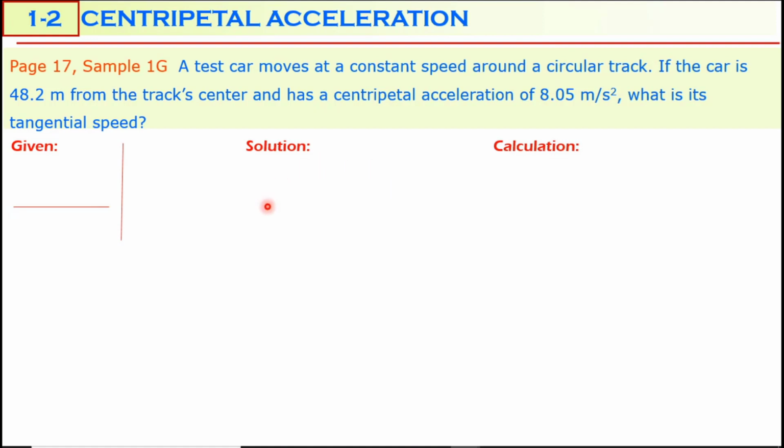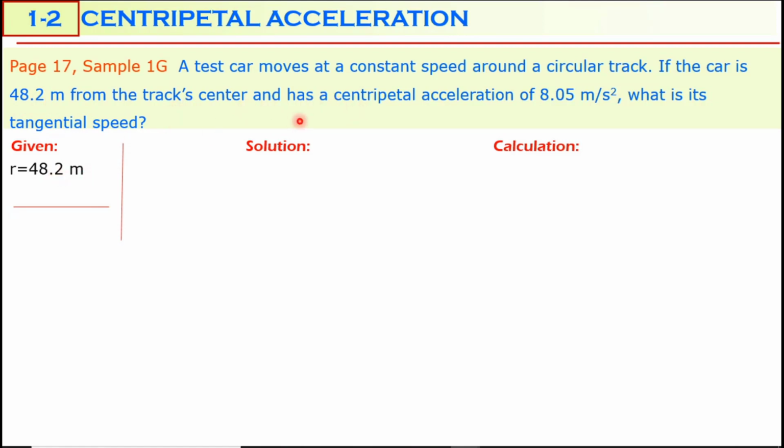A car is moving on a circular path with constant tangential speed, but since it's moving on a circular path, its direction is continuously changing, so we should be able to calculate the centripetal acceleration. In the question, the distance from the car to the track center is given. The distance from the object to the center is called the radius. The radius of the circular path is 48.2 meters.